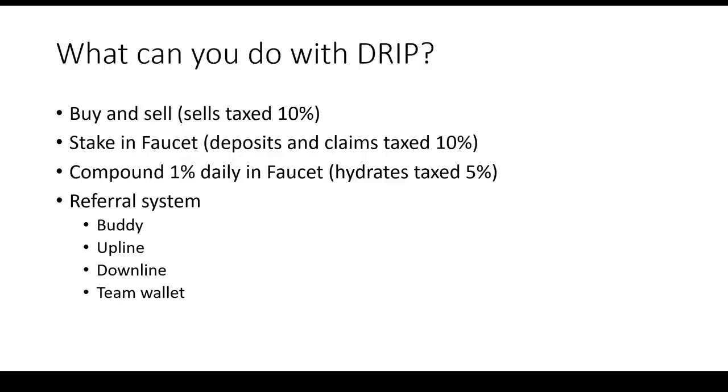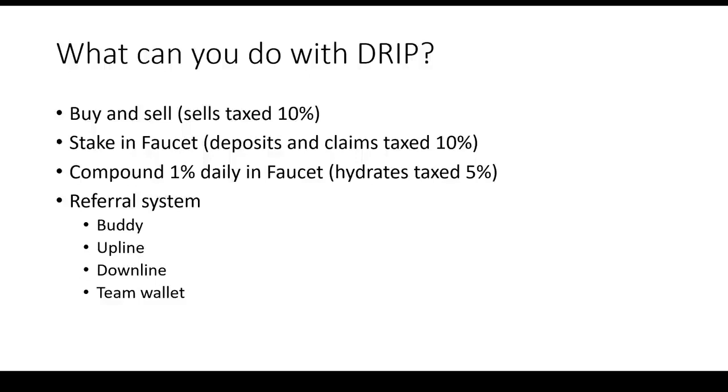To claim Drip tokens, you pay a 10% tax. To sell Drip tokens, you pay a 10% tax. To deposit Drip tokens into the Faucet, you pay a 10% tax. Why are all these taxes in existence? This is how the Faucet smart contract pays dividends.